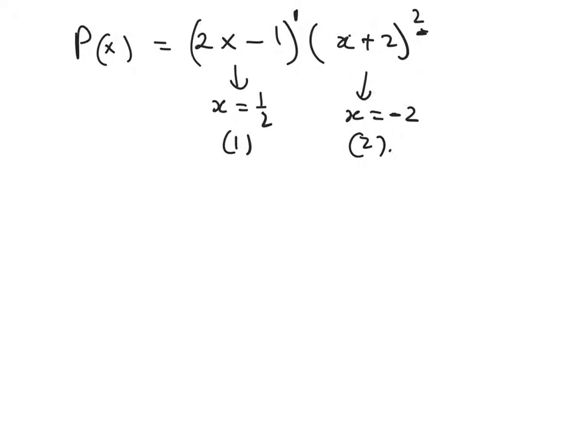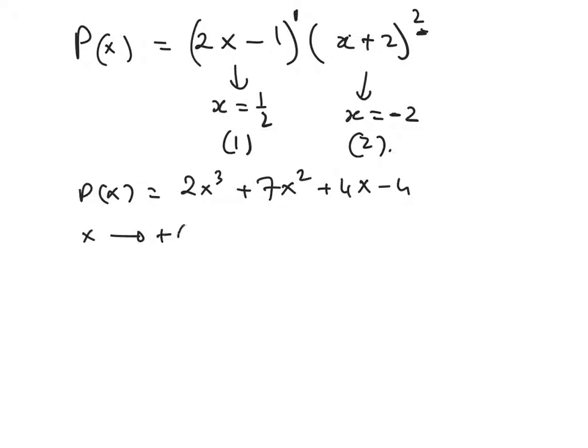Now before we proceed with the sketching, we also need to find the behavior of p of x, given originally by 2x^3 plus 7x^2 plus 4x minus 4. We need to find the behavior when x takes very large values, using the notation plus infinity, and also when x takes very small values, as x approaches minus infinity.